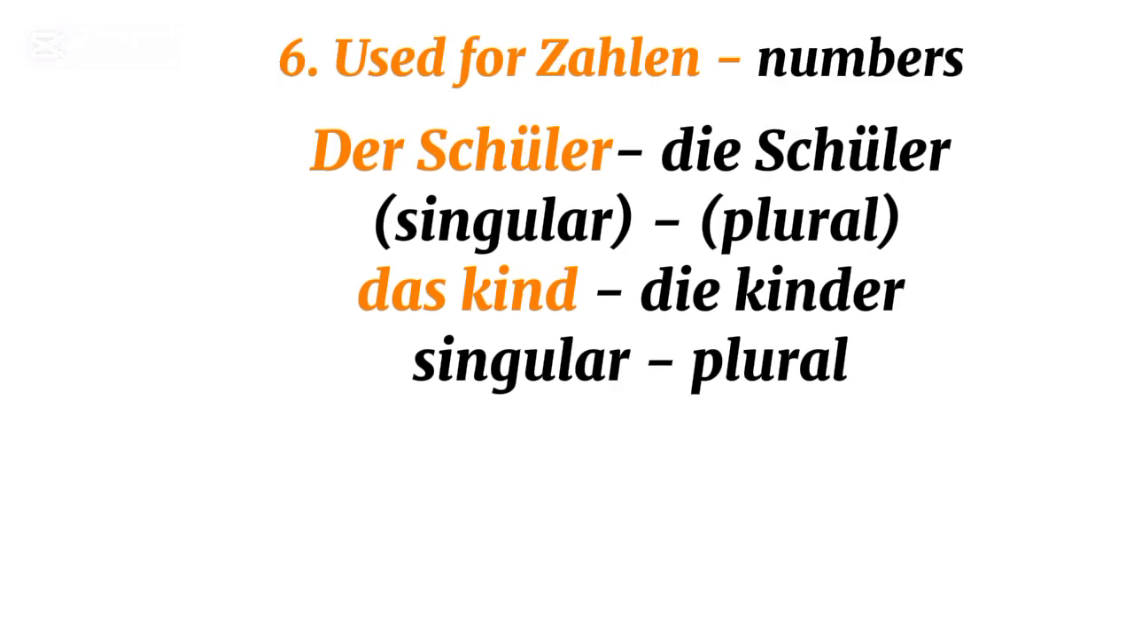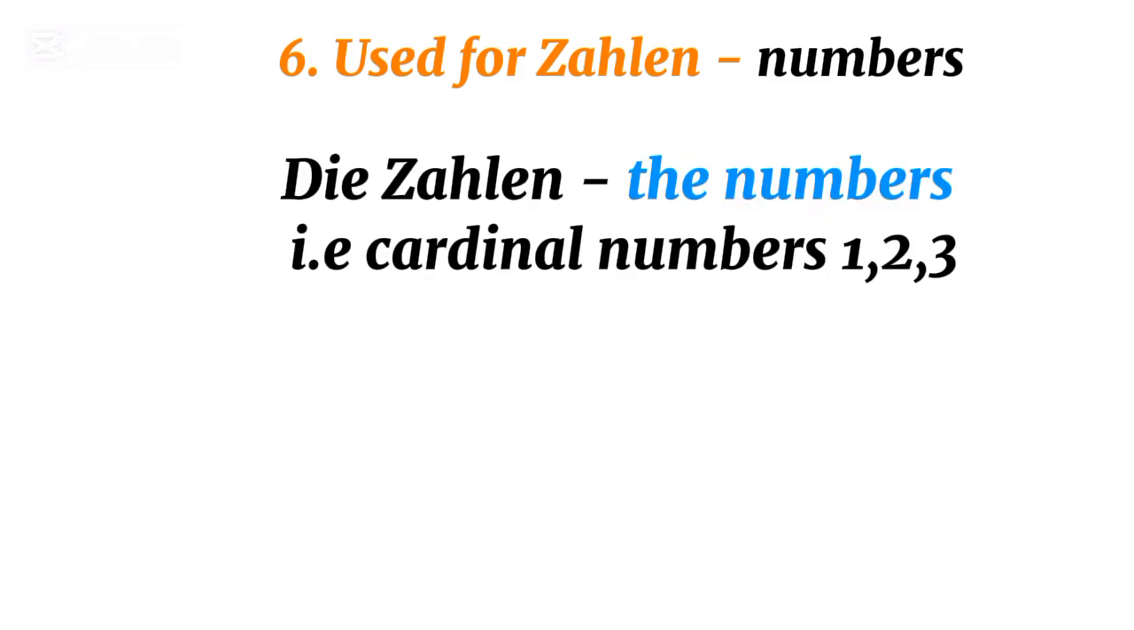Next is all Zahlen. All Zahlen. These are cardinal numbers. Zum Beispiel 1, 2, 3, 4. All these numbers, they take a die article, okay?